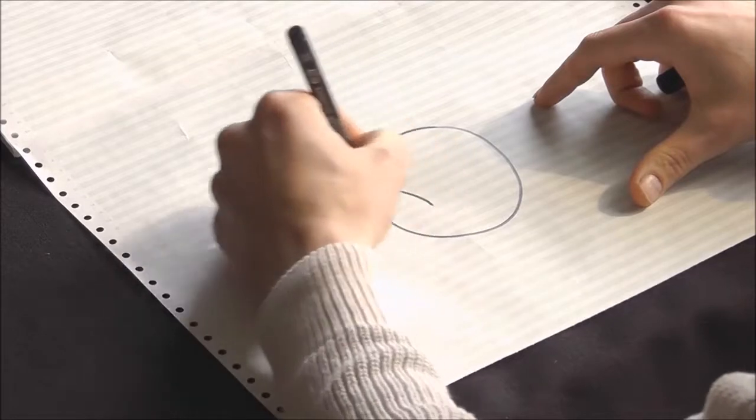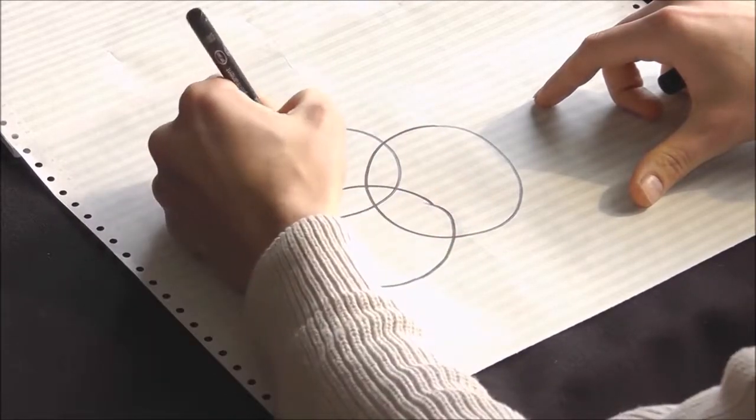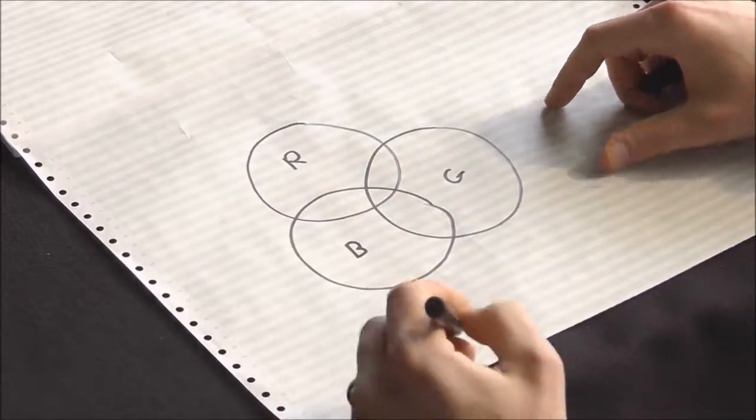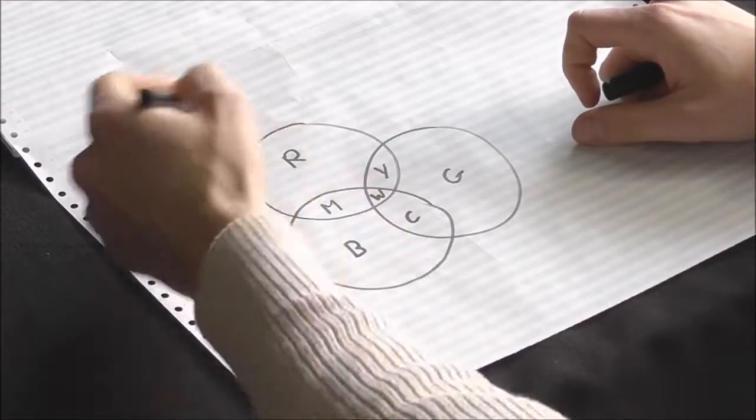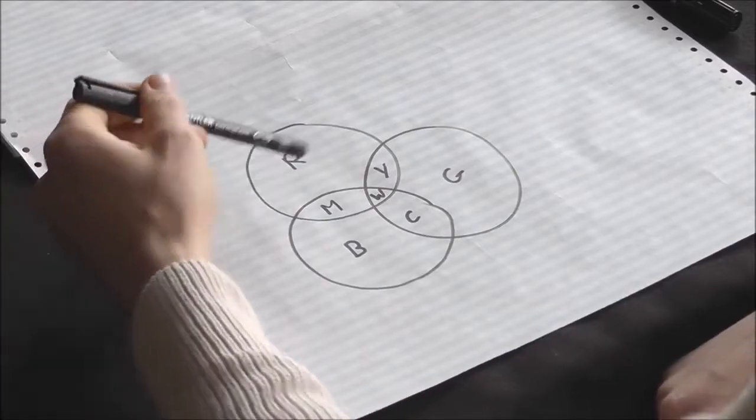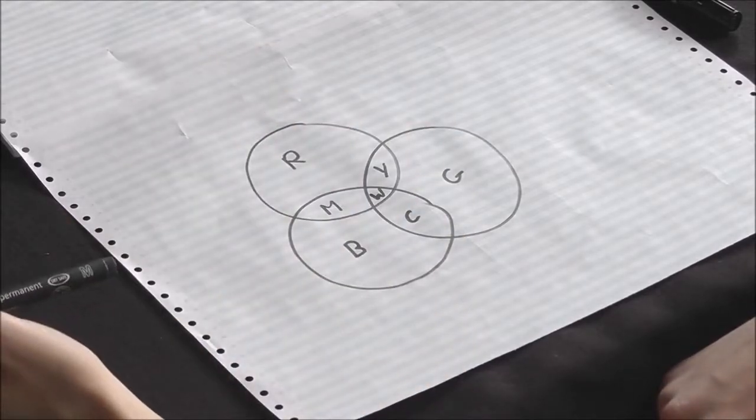So if we draw a little RGB diagram here, if this is red, and this is green, and this is blue, halfway between blue and red will be magenta, between blue and green is cyan, and between red and green is yellow. And then between all three is white. And then outside of these, you've obviously got black. So you can create any colour you like on your monitor by varying the different amounts of these three colours.